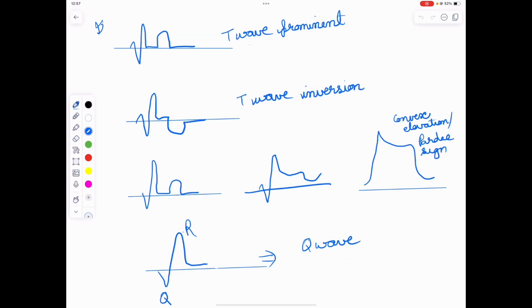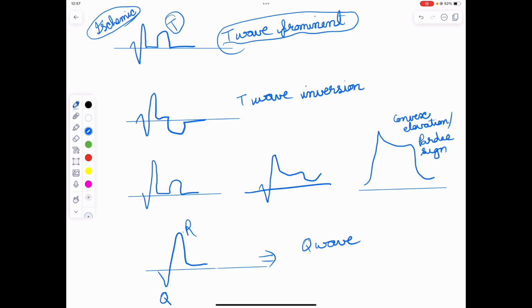Now we move towards the ischemic changes that we witness in ECG. First is T wave prominence. Either there will be T wave prominence or T wave inversion. So here it will be T wave inversion.